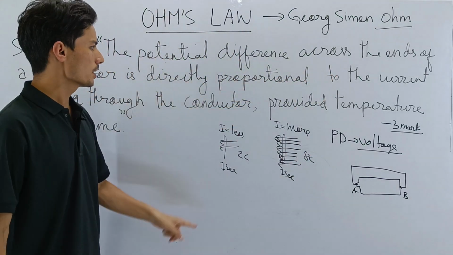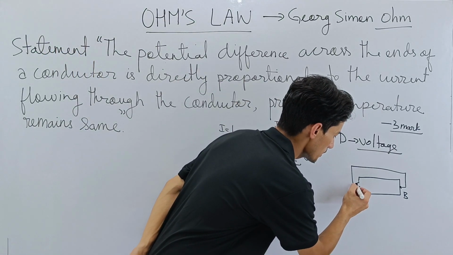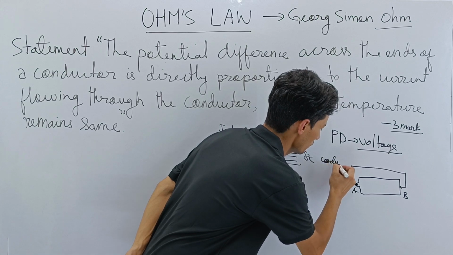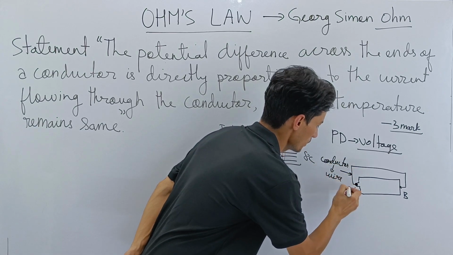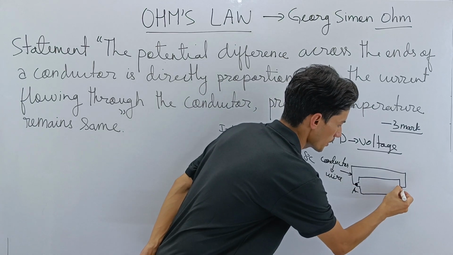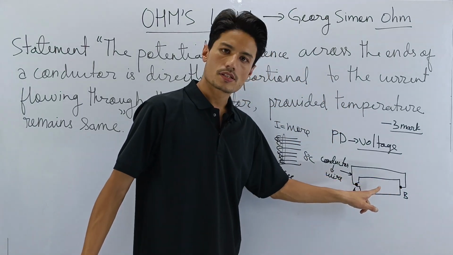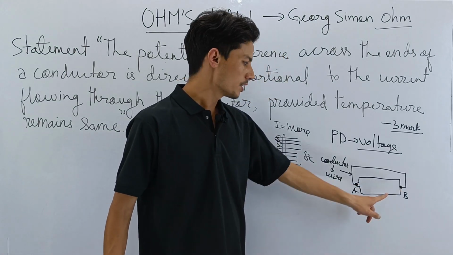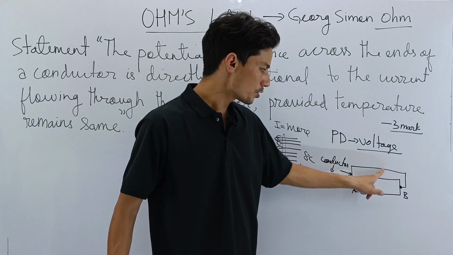the ends of a conductor is directly proportional to the current flowing through it. So the potential difference across the ends of a conductor means this is one end of the conductor, this is the wire. The wire is the conductor, remember? Wire means conductor, conductor is wire only. So this is one end of the conductor, this is the other end. Now, the potential difference across these 2 points, between A and B, depends on the current flowing through the wire.